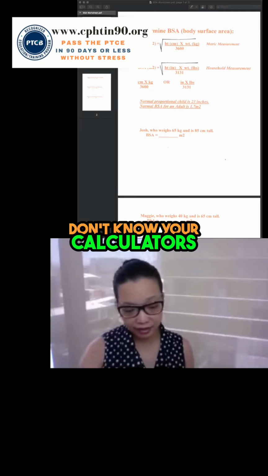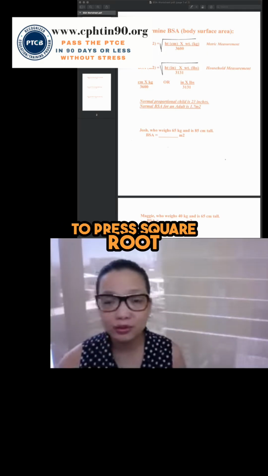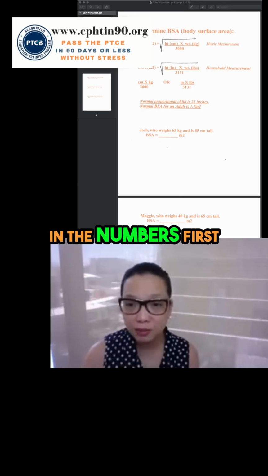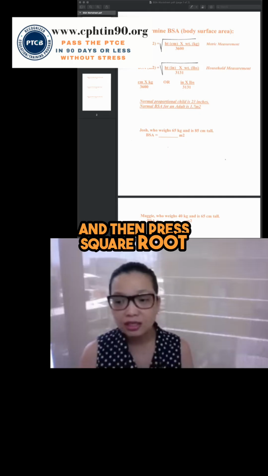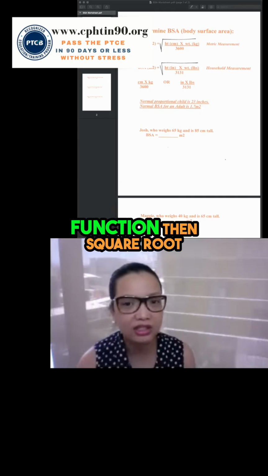Know your calculators. Each calculator is different. Some calculators you will have to press square root first, and then plug in the numbers. Some you need to plug in the numbers first, and then press square root. Some you need to plug in the numbers and then press second function, then square root.